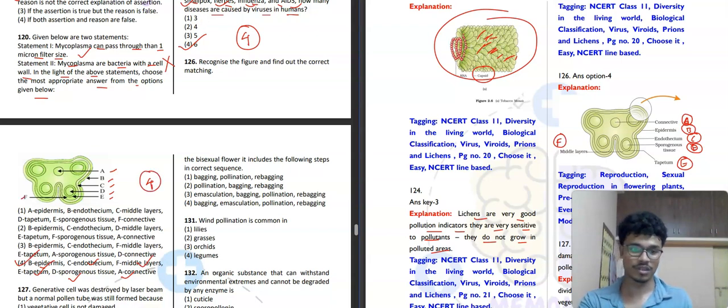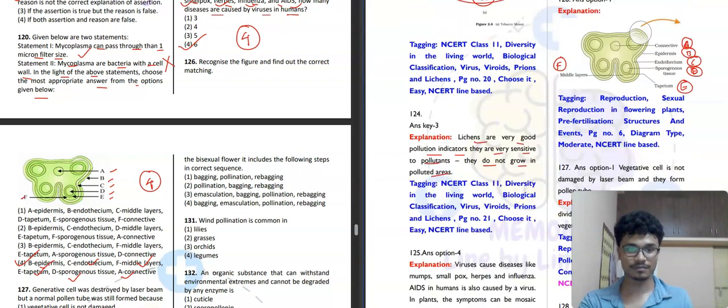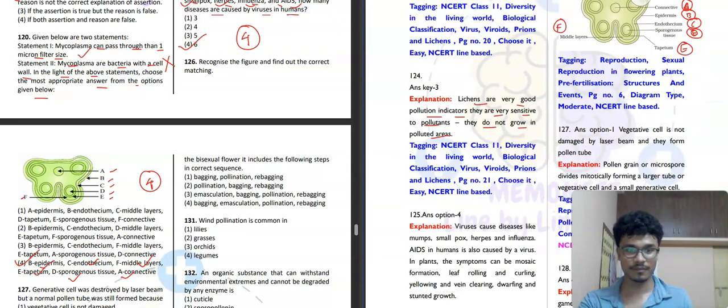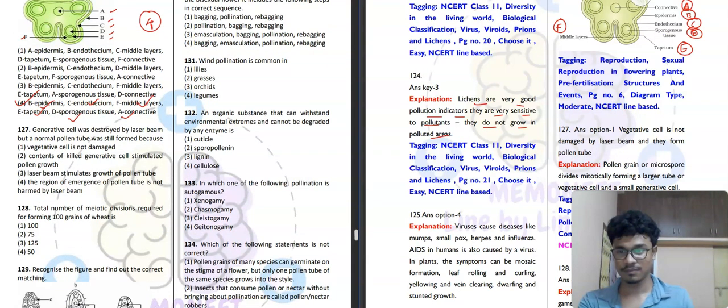Moving towards the next question, 127. Okay, so it is saying that the generative cell was destroyed by laser beam, but a normal pollen tube was still formed because the vegetative cell is not damaged. Contents of the killed generative cell stimulated pollen growth. Laser beam stimulates the growth of pollen tube. The region of emergence of pollen tube is not harmed by laser beams.